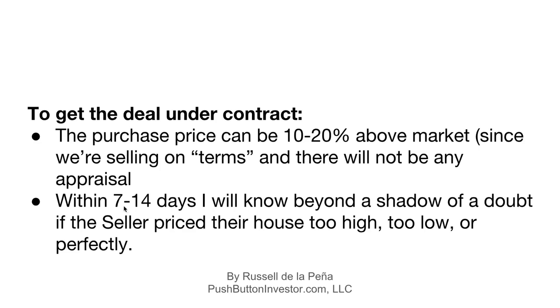And within 7 to 14 days, I usually can tell beyond a shadow of a doubt if the seller has priced their house too high, too low, or perfectly, right? I don't need 6 months. I don't need a 3 or 6 month contract to figure out if we're priced right. Within 7 to 14 days, usually within 24 hours, I could probably figure it out. If I'm getting a lot of calls, we priced it well. We've done a good job. If I'm getting no calls in 7 to 14 days, it's overpriced.